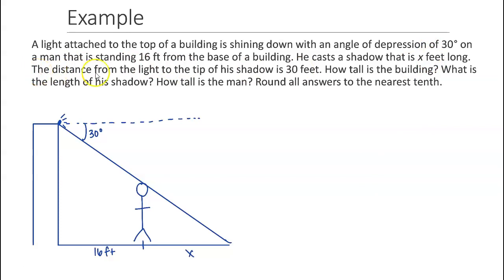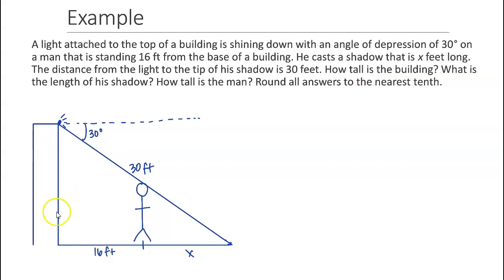The light is up here on the top of the building, and the distance from the light to the tip of his shadow, which would be over here, is 30 feet. So from the light down to the very tip of the shadow, we're essentially given the hypotenuse of this right triangle we can see forming. That big, long, giant distance is 30 feet. So I'm going to go ahead and label that. That is 30 feet.